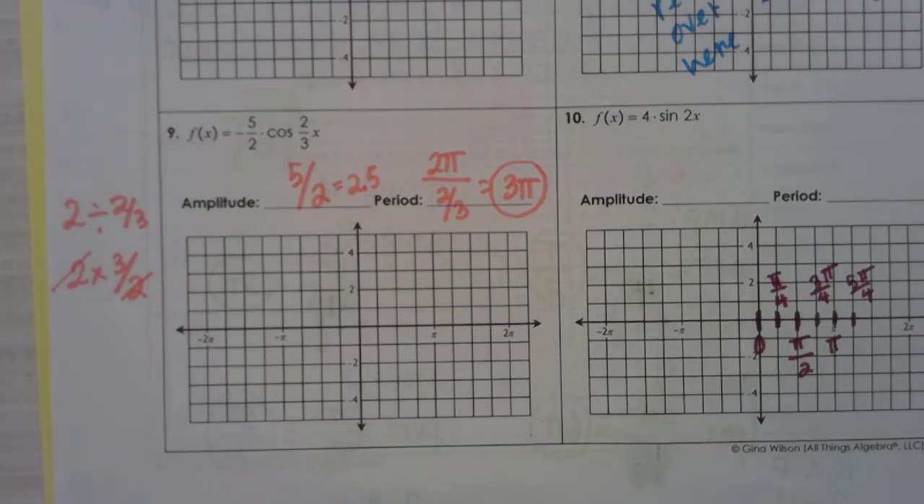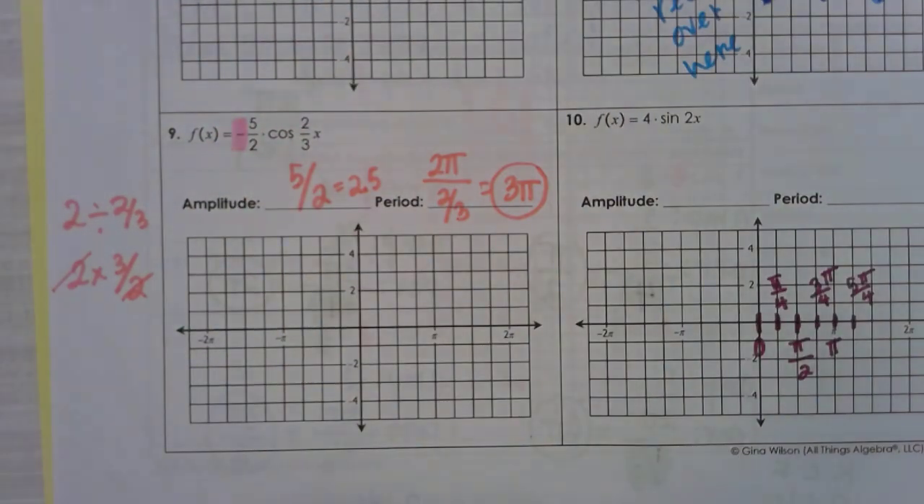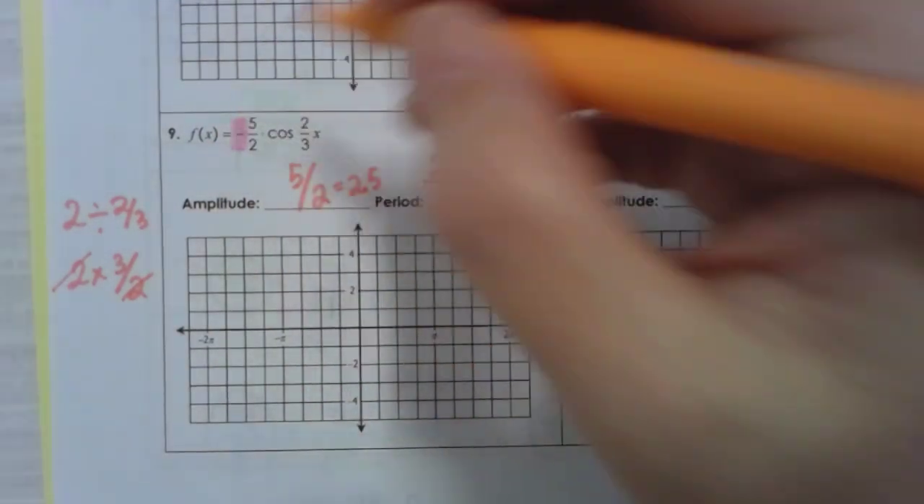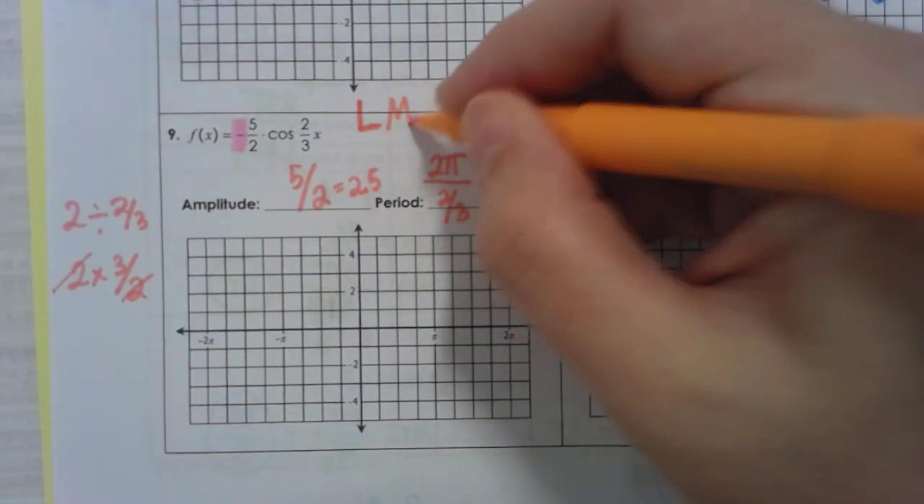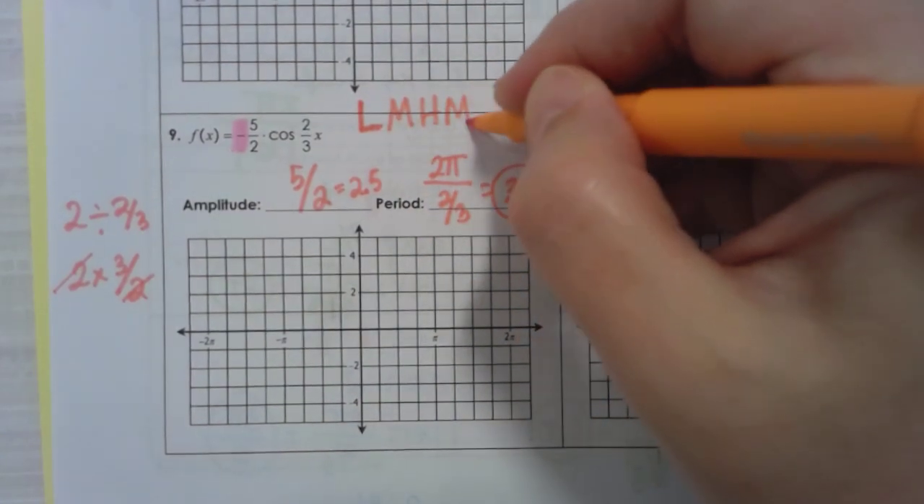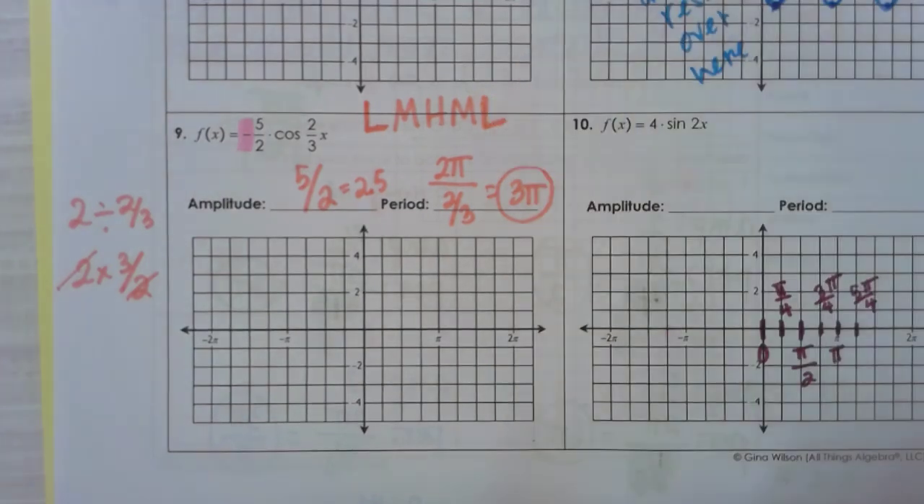All right, so this is a cosine function. So the cosine function starts high. So does this one start high or low? Is this reflected? This one has a negative in front. So instead of starting high, this is going to start low and go low, middle, high, middle, back to low.